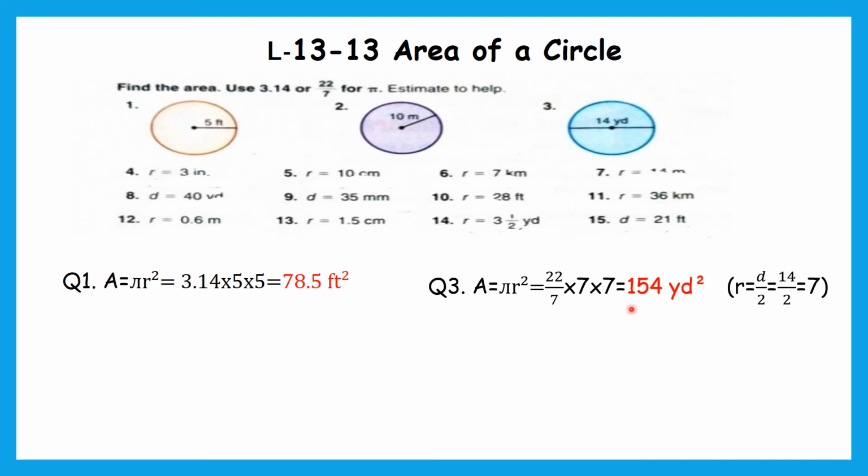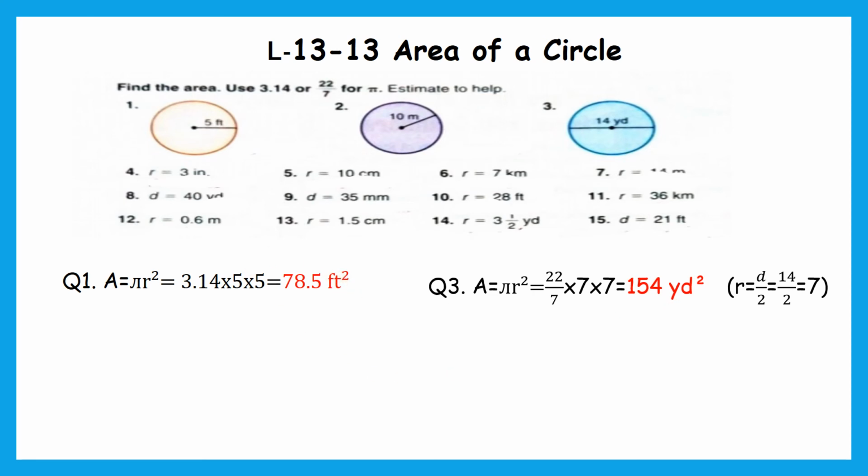78.5. In the same way, in question number 3, a diameter is given. First you find the radius: 14 divided by 2 is 7. Then you use the value of pi as 22 by 7 because it is a multiple of 7. This 7 cancels with this one. 22 multiplied by 7 is 154 yard square. Always remember, area is always square. In this one also, square.